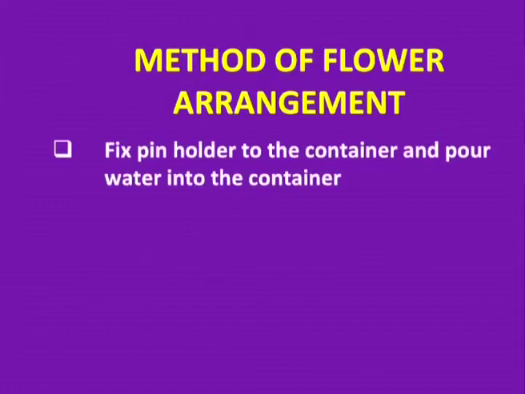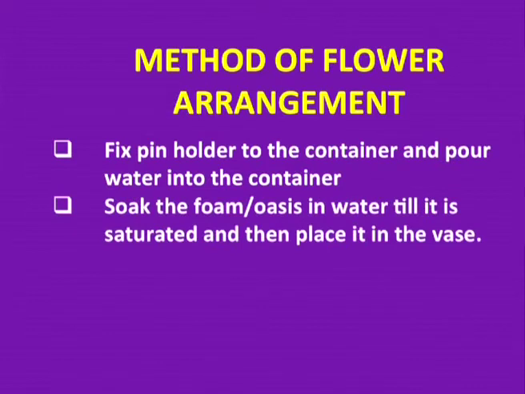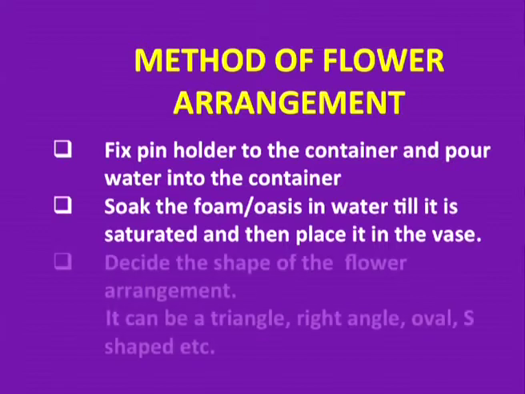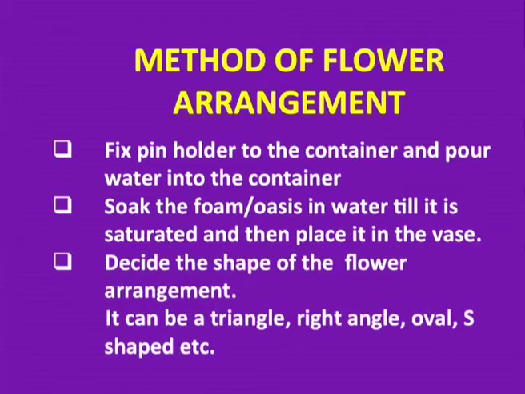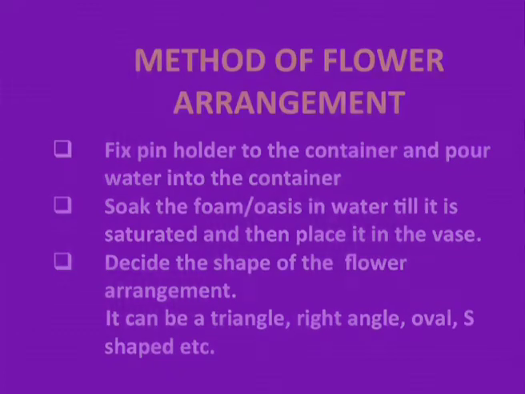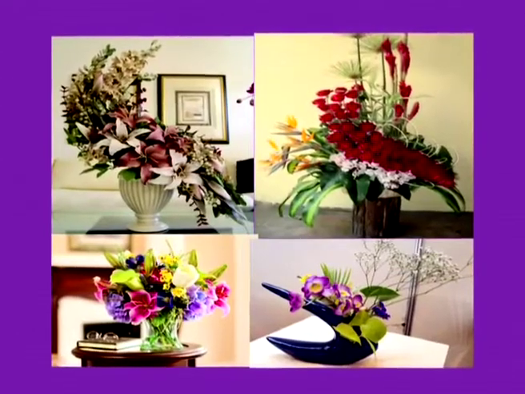Method for flower arrangement. What you need to do to make effective flower arrangement. First, you need to fix pin holder to the container and pour water into the container. Soak the foam or oasis in water till it is saturated and then place it in the vase. Decide the shape of the flower arrangement. You can make it in a triangle manner, right angle, oval shape, S shape, circular, and many more arrangements are available. This picture shows some of the arrangement of flowers.